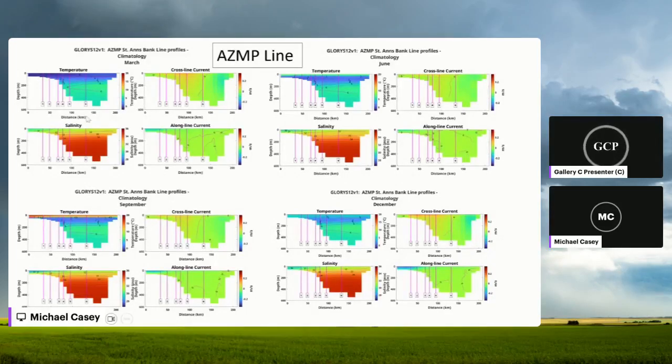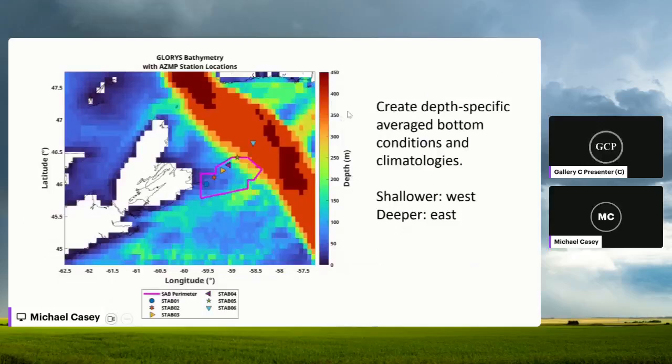So we can take advantage of the fact that if you look at the slope of the Scotian Shelf, the edge of the MPA, we can create depth-specific average bottom conditions and climatologies for the various spots on the bottom of the MPA, so that we can have a better idea of how the bottom is varying with respect to time.